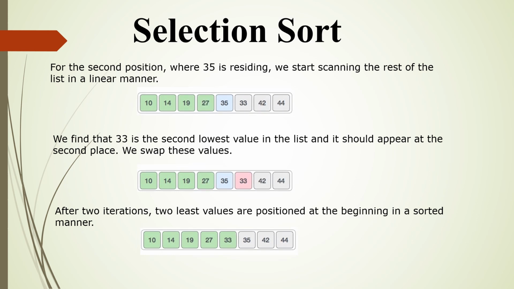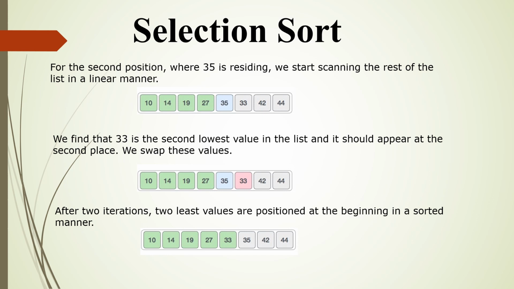Now 10, 14, 19, 27, we start scanning from 35 to 44. We select the fifth position element, that is 35. Now start scanning. After scanning, we find 33 is the lowest value in the list. So we swap the 33 element with the 35 element. In this way, 33 reaches its correct fifth position.